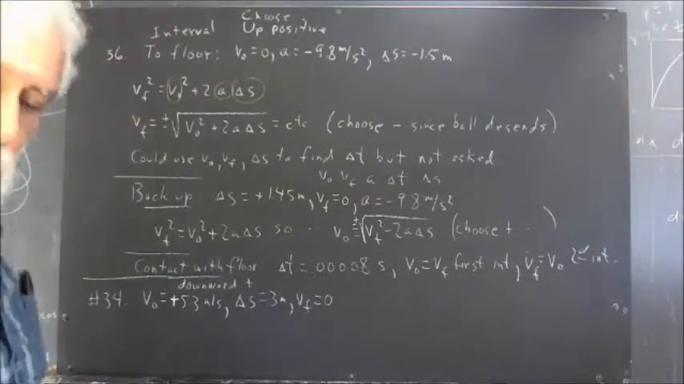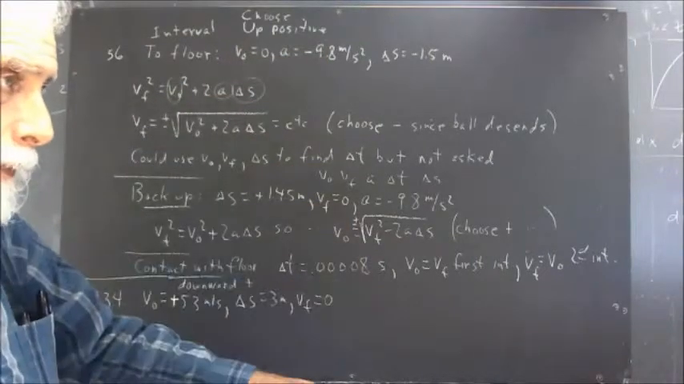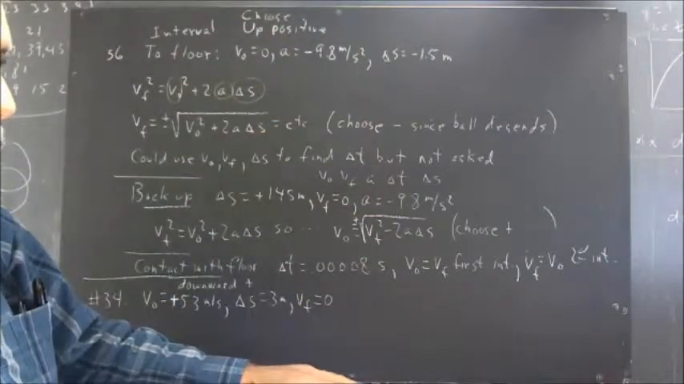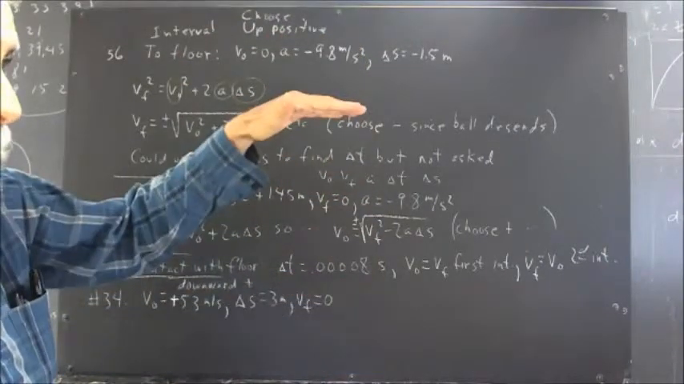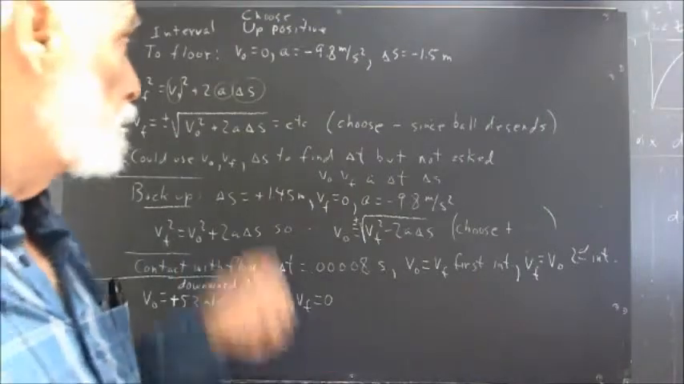Problem 56 involves a ball being dropped to the floor and bouncing back up. It drops 1.5 meters and it rises 1.45 meters after colliding with the floor.